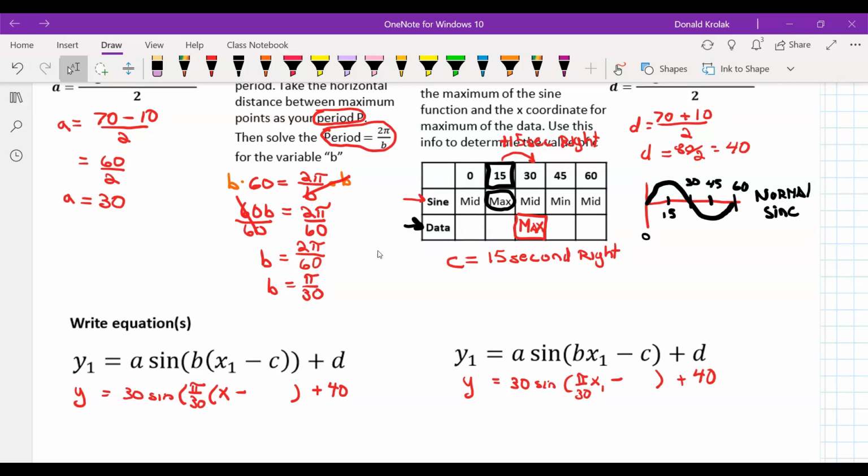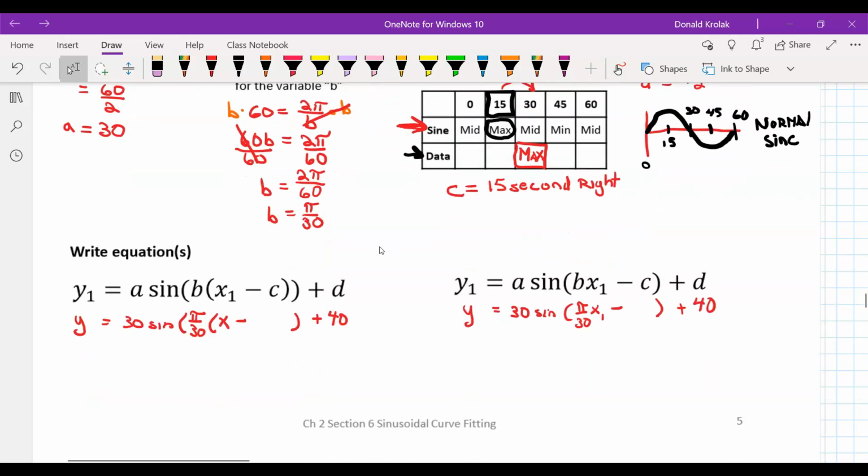So I'm trying to figure out, how do I take the regular sine curve and move it so its mins and maxes match up with the data. So in order to get this max to line up with this max, I got to move it over one box, which is 15 seconds in this case. So our C value is 15.